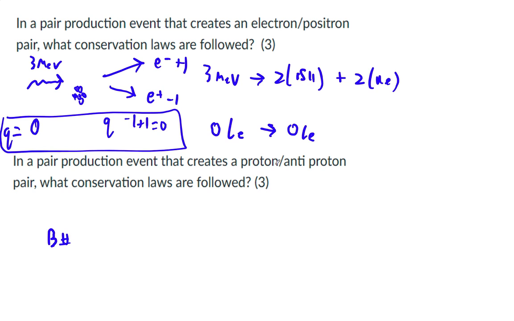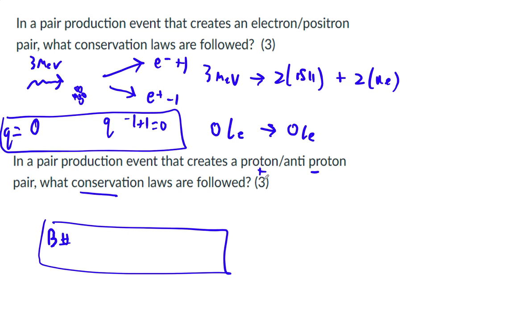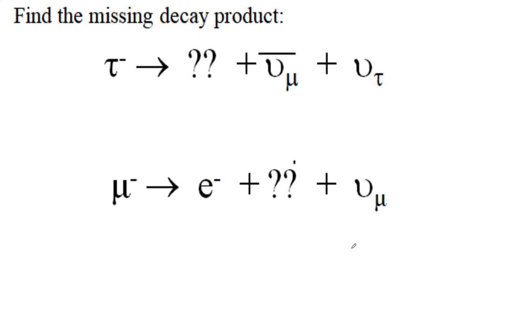So charge is conserved. A proton is positive, antiproton is negative. The energy from the photon turns into these, and it's a lot of energy. And then the only other difference is that the baryon number is conserved. This guy has a +1 baryon number. That one has a -1 baryon number. So we don't really create any net baryons or net protons. All right, and then what is the missing decay product?